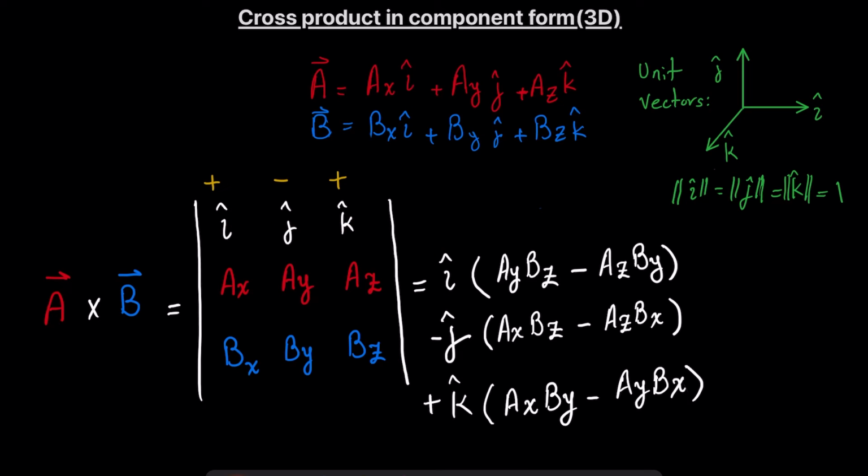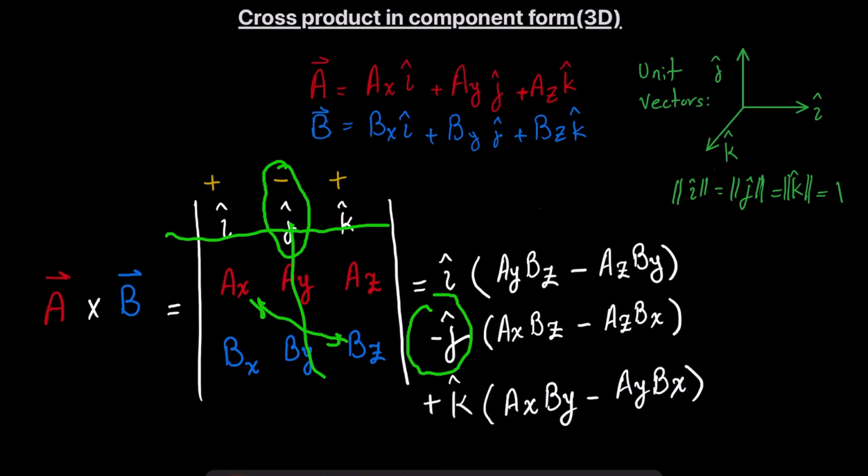For the second term, we do the same thing. We use the negative j hat. So we write down negative j hat right here. Open parentheses, then we cover the row and the column where the j hat vector is, and we end up with, again, a 2x2 matrix, AX, BZ, and we do the determinant of that, AX, BZ minus AZ, BX. Very good. So that takes care of our second term.